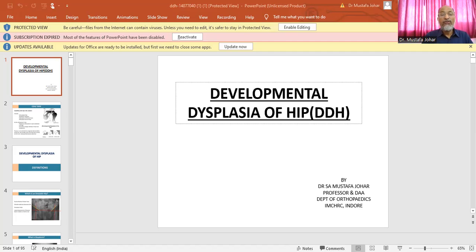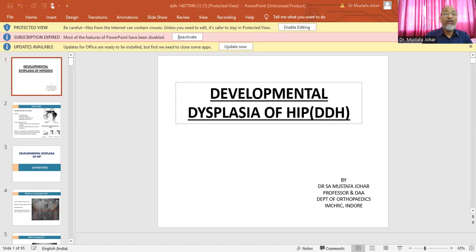Okay, then you have a reduced CE angle, a break in the Shenton line, and a widened teardrop, that is the femoral head distance from the teardrop, and you have certain dysplastic changes in the acetabulum. Then the femoral head not in contact with the acetabulum is the dislocation. And in this, you may find dysplastic changes within the acetabulum. As you can see on the right side, the acetabulum is shallow as compared to the left side.